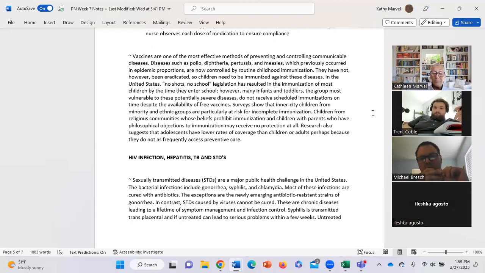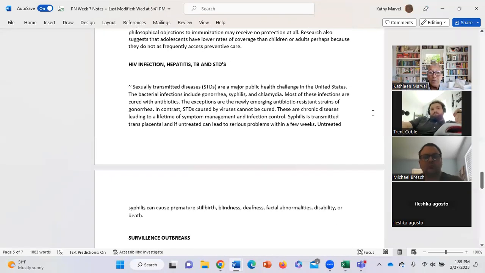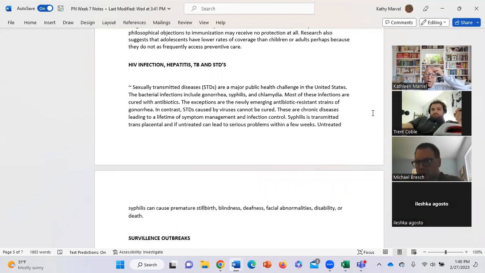Okay. So vaccines, important topic as you're in the community doing your teaching. HIV, hepatitis, TB, and STDs. Okay. We've covered a lot of it already, but STDs are a major public health challenge.